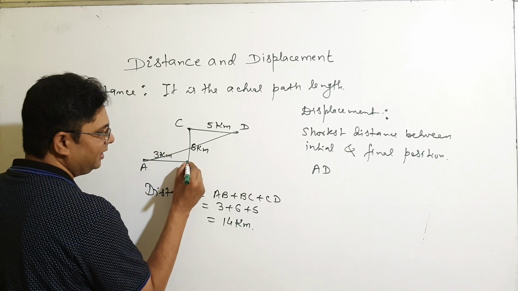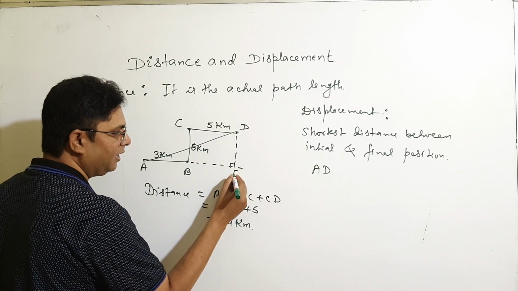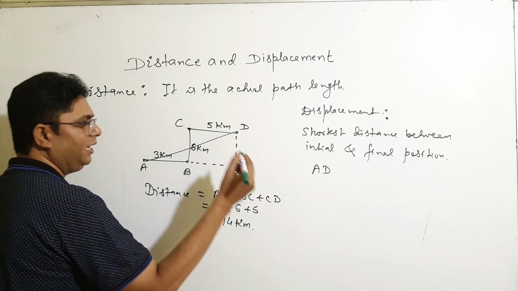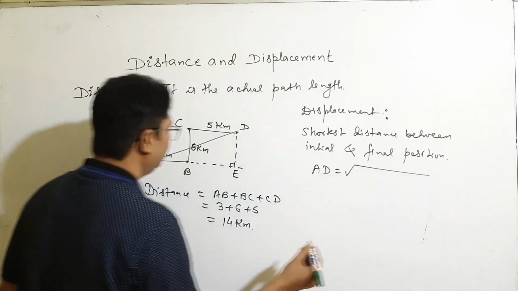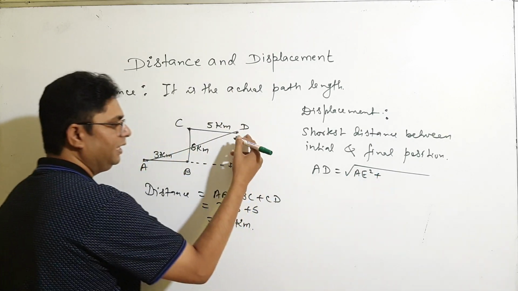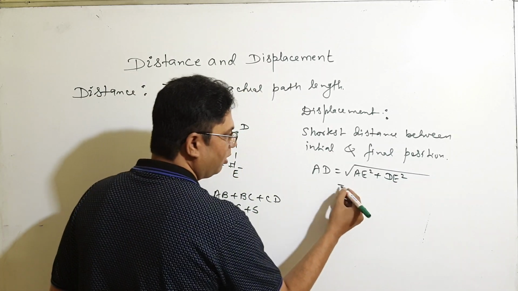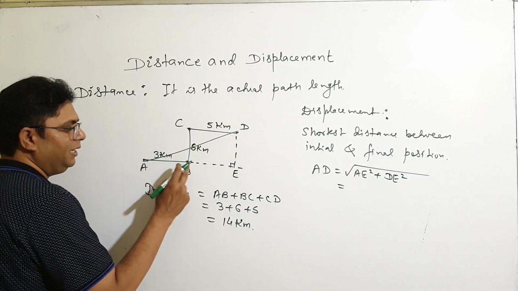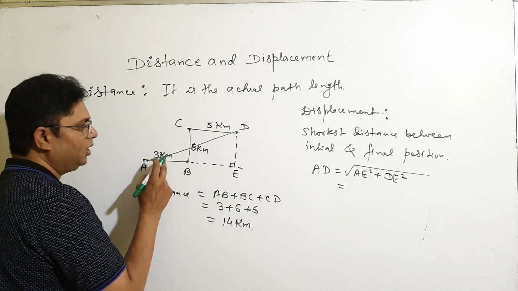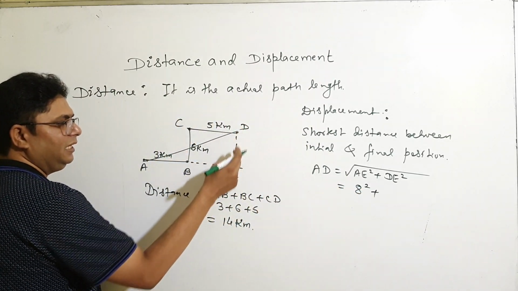For that, let us extend this B point and drop this C point. They meet at 90 degree at E. So this is a right triangle. In this right triangle, AD is equal to under root AE square plus DE square. This is Pythagoras theorem. Now, what is AE? AB is 3 kilometer and BE is 5 kilometer. So 3 plus 5 is 8 kilometer. This is 8 square. And what is DE?